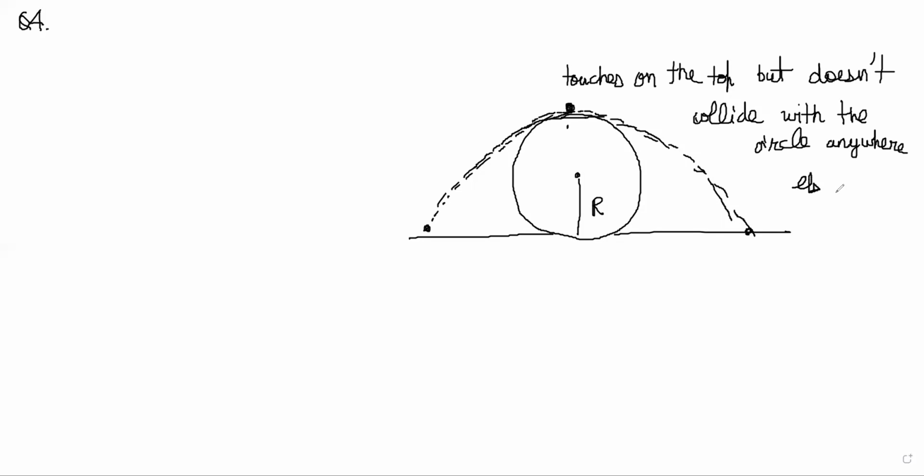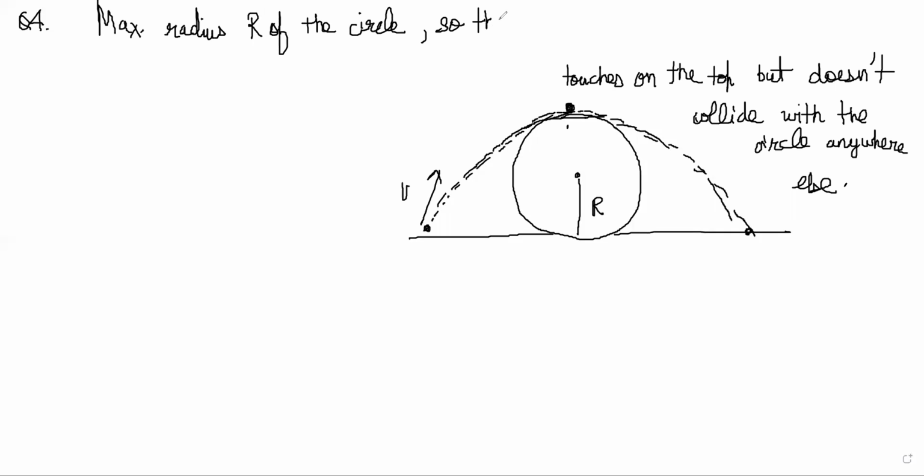Now, what you have to do is, it has been thrown with speed v. You have to find the maximum radius r of the circle so that there is no collision, except there might be contact at the topmost point. There is no collision.